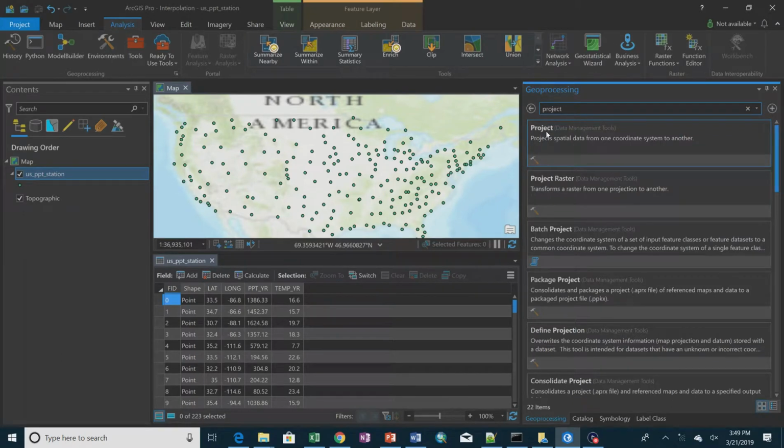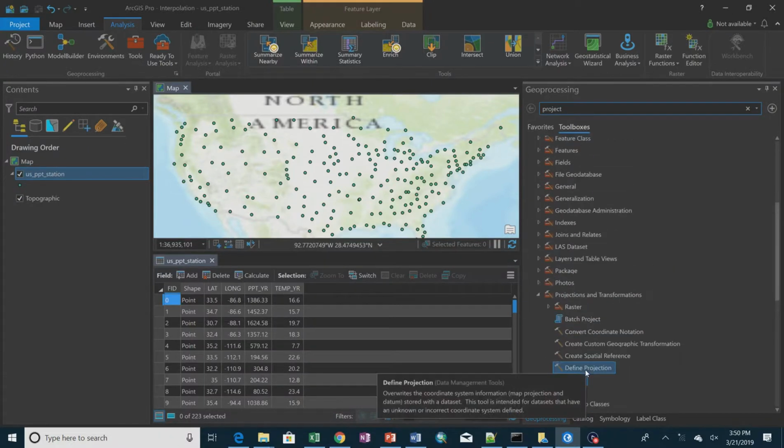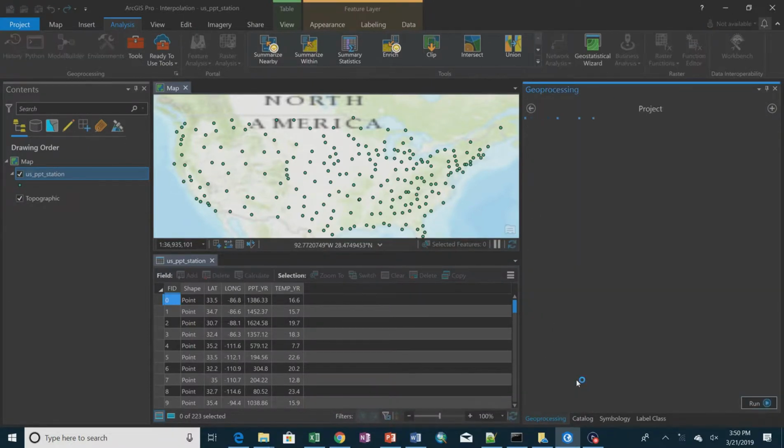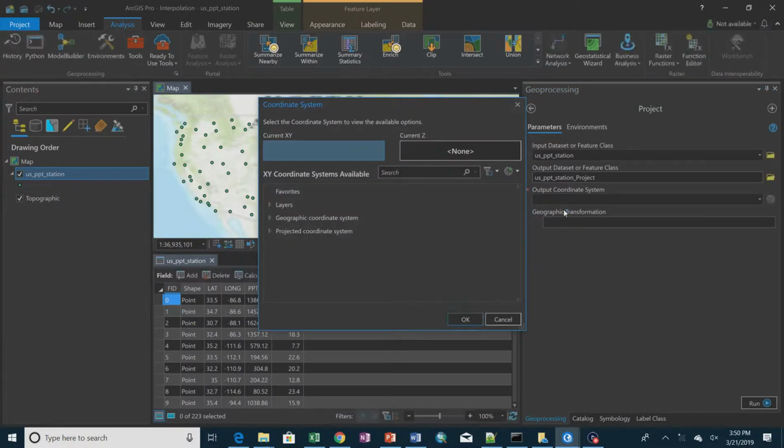And I'm going to project this data into a projected coordinate system that has real units associated with it. So I need to choose an appropriate projection. Since I'm talking about distance, I probably want to choose an equidistant projection. And I want to choose one that's tuned for just the United States.